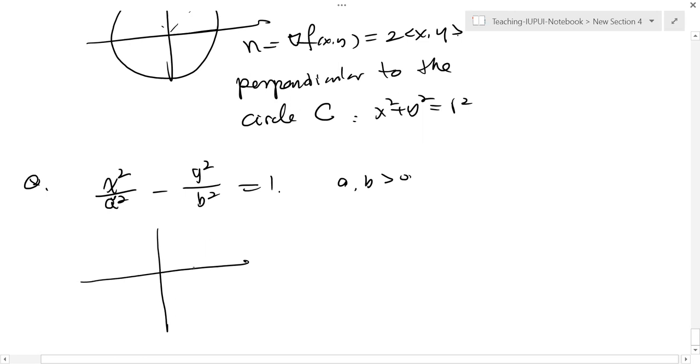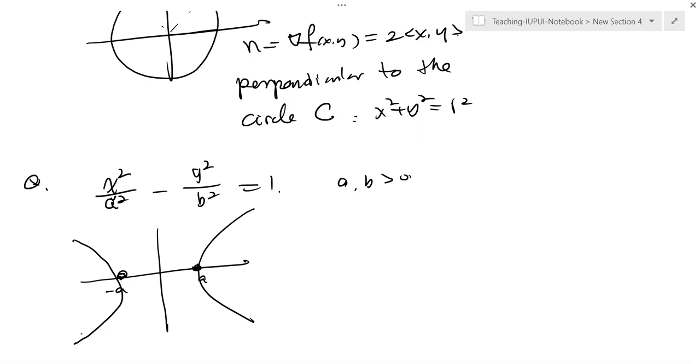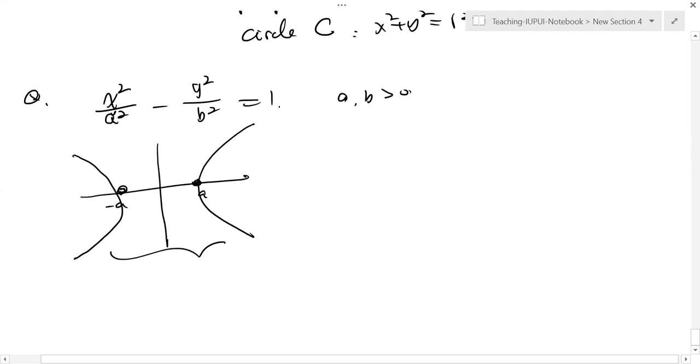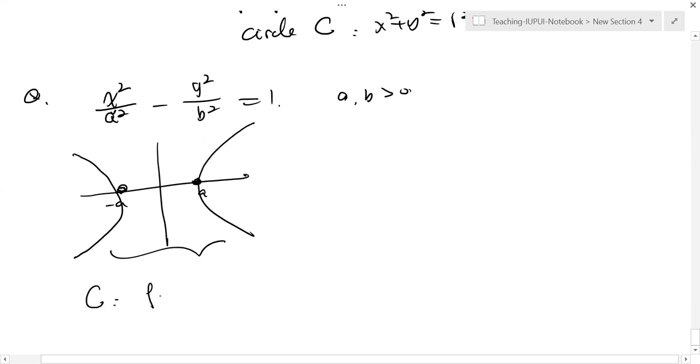I think when y is zero, x has the intersection points, positive and negative a. So the graph passes through those two points when y is zero, and it should look like that. There is no intersection with the y-axis: if x equals zero, there is no solution for y. So you get two solutions, and this is disjoint. Those two pieces are disconnected. So the graph of C is f of x, y equals one.